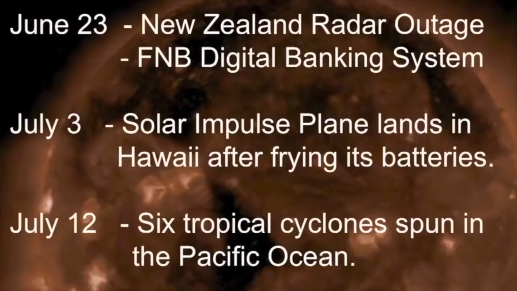Now, what did we have going on during this event? At the peak of the storm, nearly simultaneously, minutes apart, the entire aviation radar system of New Zealand went down, which is one of the things you look for when you have a solar event. And the FNB digital banking system, the largest national banking system in South Africa, also went down. These happened within minutes of each other at the peak of the geomagnetic storm.